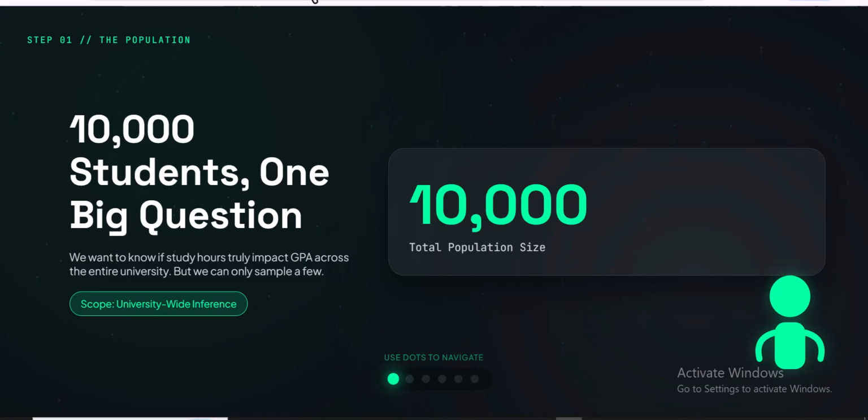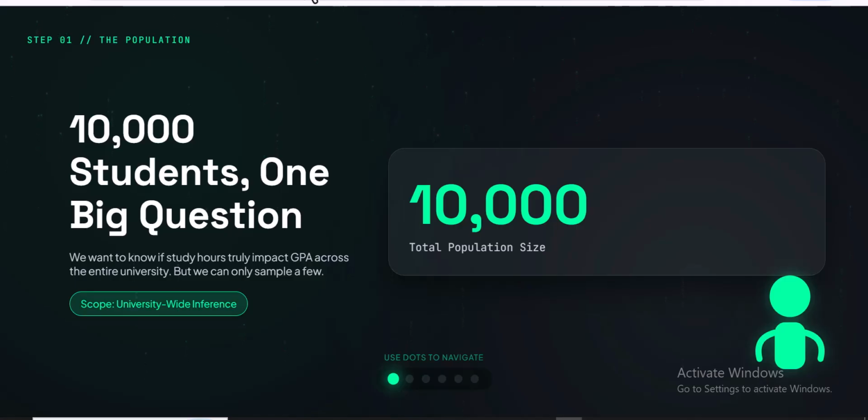And let's assume we want to conduct a survey where the population of the student data set is around 10,000. This is the total number of students studying, let's say, in a university. You know that approaching all 10,000 students is difficult. So what we can do is take a sample out of these 10,000 students, and for that purpose, we conduct a survey.